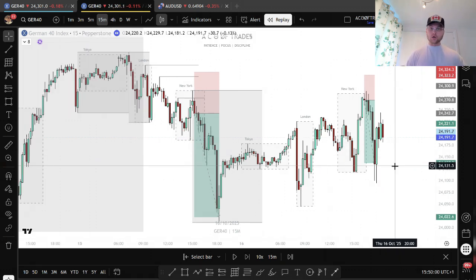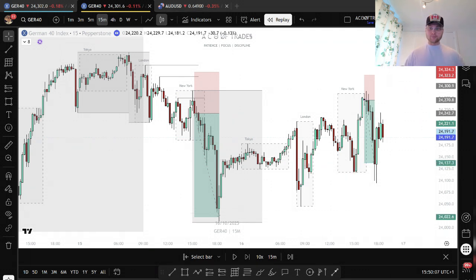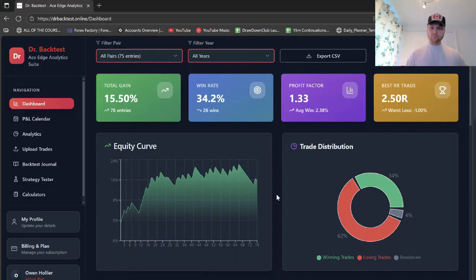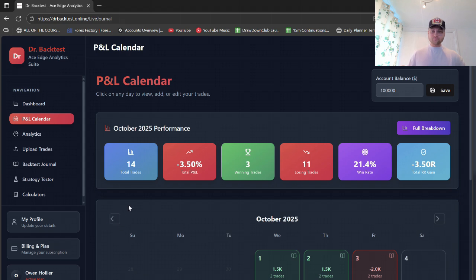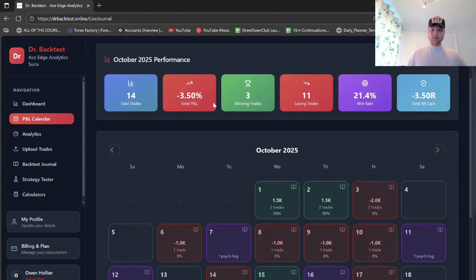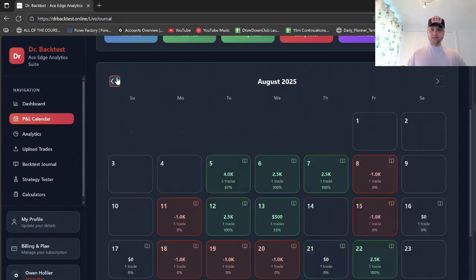So once you've got your trade and you've logged your trades and you're happy with your strategy, that's when Dr. Backtest comes in. Every trade needs to be logged, so you can see your metrics. This is my dashboard for the current year. I've only done July until now, which is when I started to make Dr. Backtest. If I come through to my P&L calendar, I'll quickly run through this with you. October so far, you can see I am 3.5% down. It's not a great month at the minute, but it is what it is.